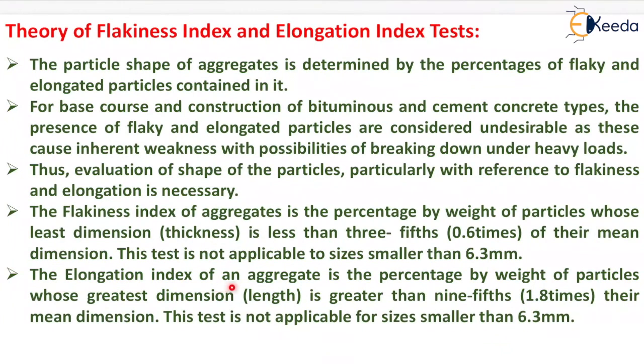The elongation index of an aggregate is the percentage by weight of particles whose greatest dimension, that is length, is greater than 9/5, that is 1.8 times their mean dimension. This test is not applicable for sizes smaller than 6.3 mm. Now, these two data, that is 0.6 times and 1.8 times, are very important from the GATE point of view.